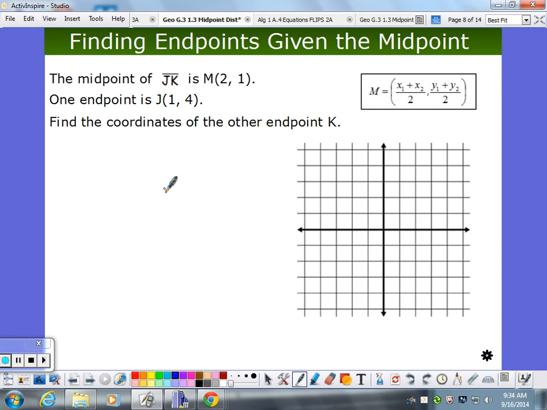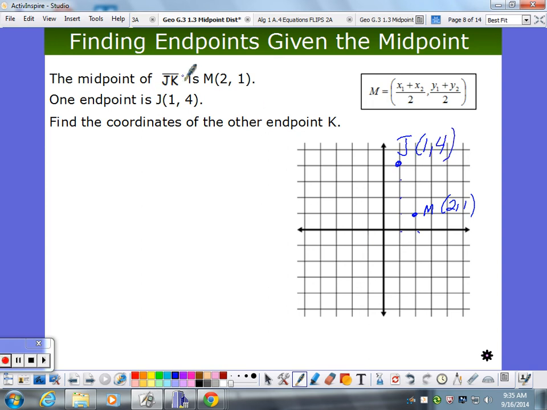Alright, so now I am looking at the second example, towards the bottom of the page, but not quite there, right above the new try. The midpoint of JK is M at 2, 1. That's the midpoint. It's not an endpoint, it's the midpoint. One endpoint is J at 1, 2, 3, 4.